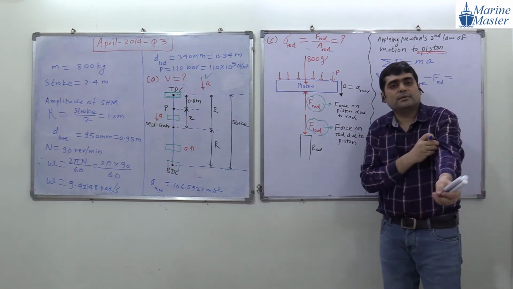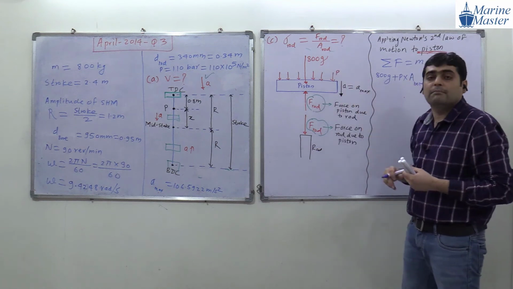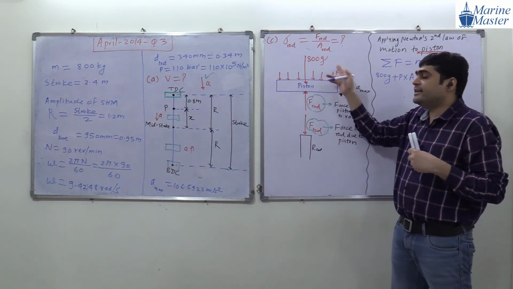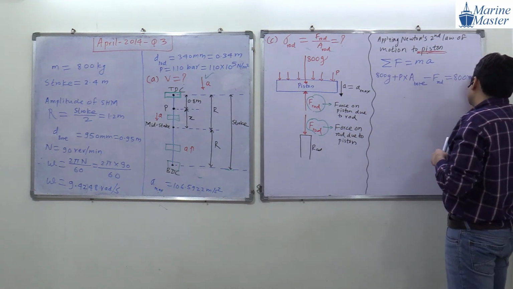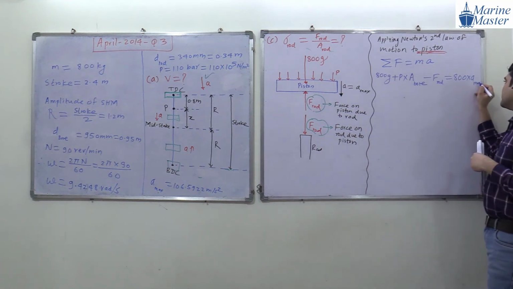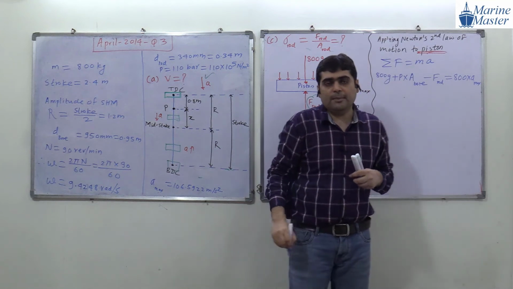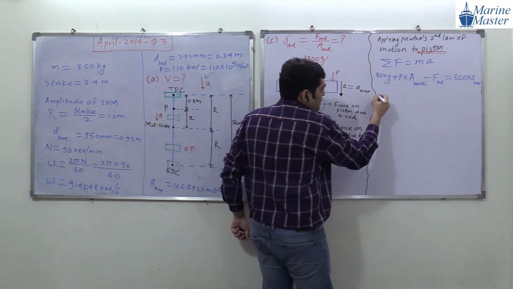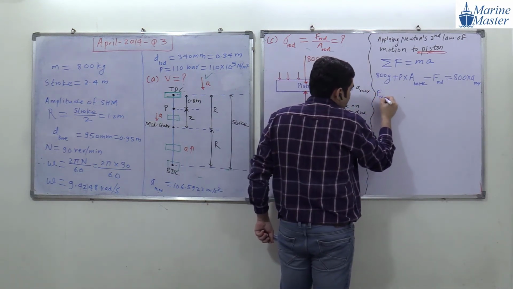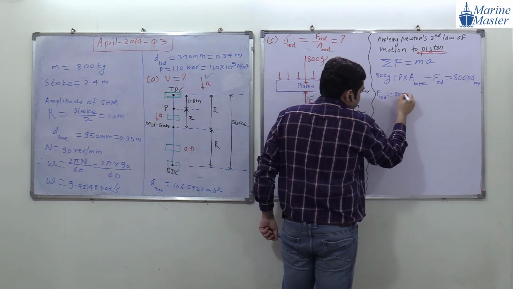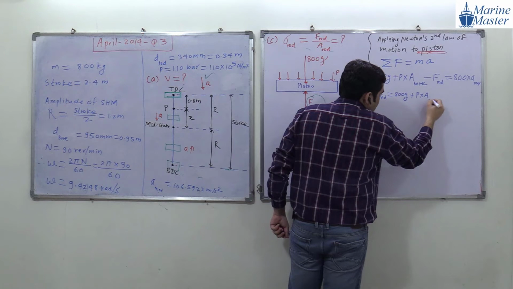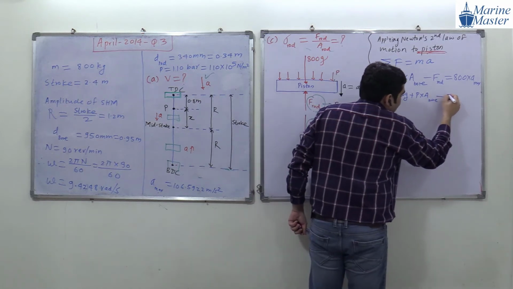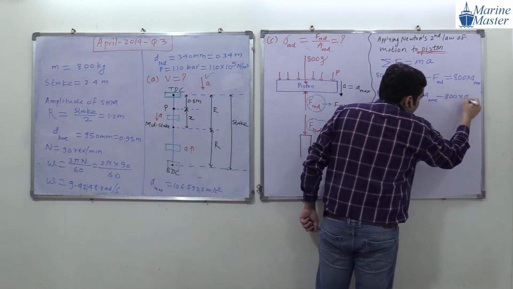How much is the value of mass? Mass is 800 kilogram. 800g is a weight, that is not a mass. So 800. Acceleration is what here? Amax. Guys, are you getting my point? So F rod will be equal to 800g plus pressure into area of bore, minus 800 into Amax.